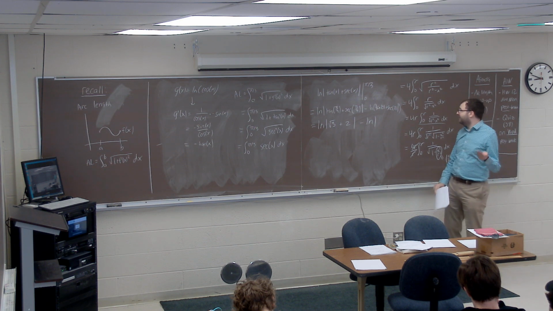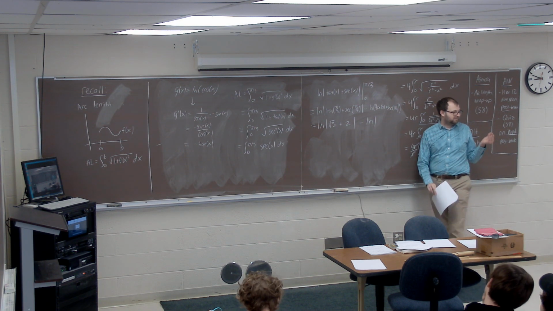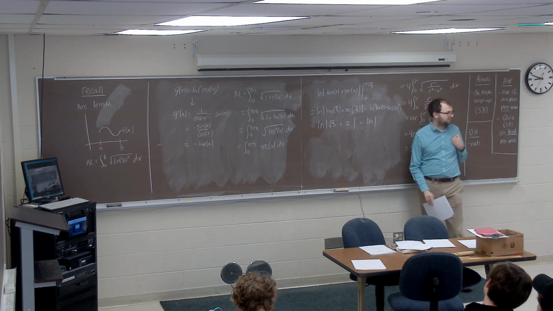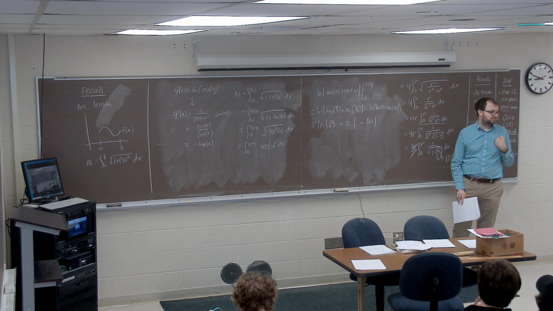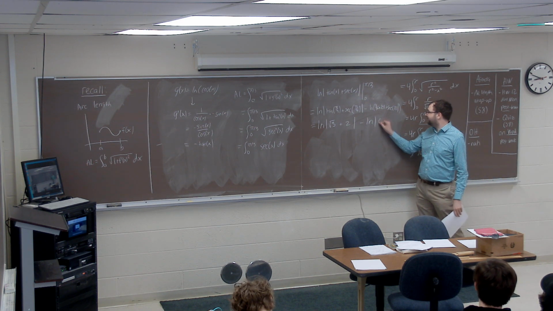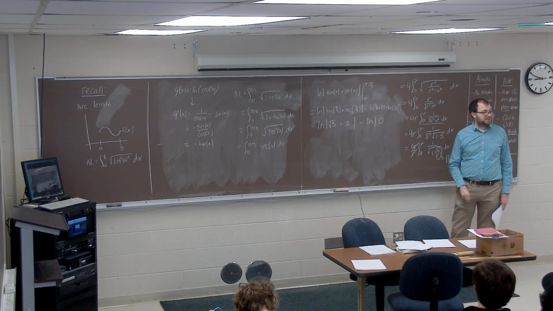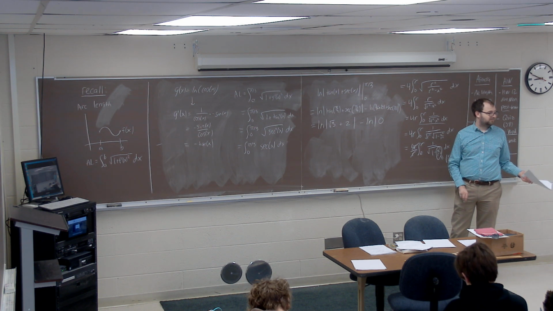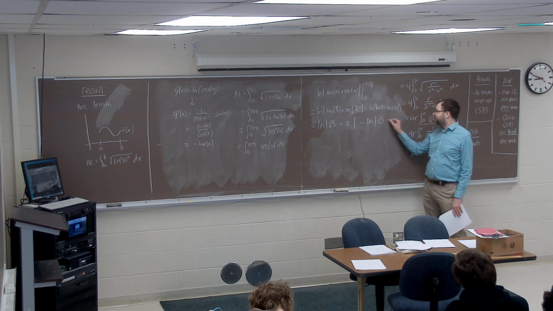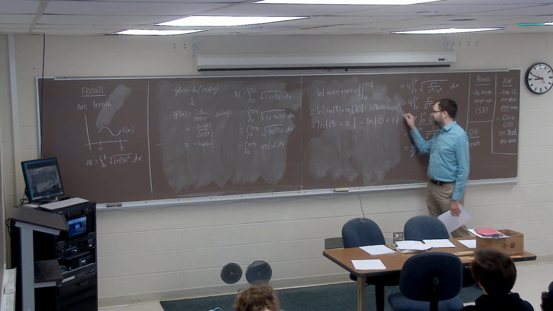What's tangent of 0? Tangent of 0 is sine of 0 over cosine of 0, which is 0 over 1, which is 0. And secant of 0 is 1 over cosine of 0, which is 1 over 1, so 1.